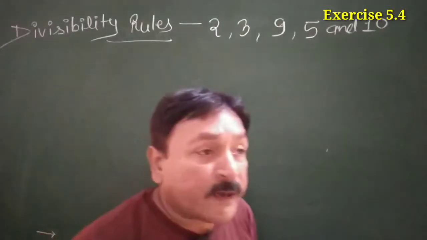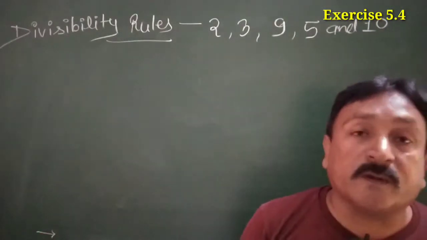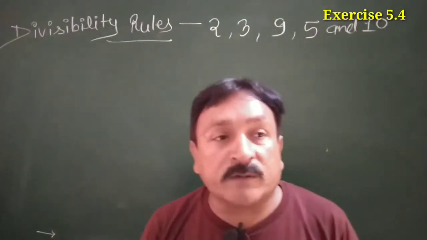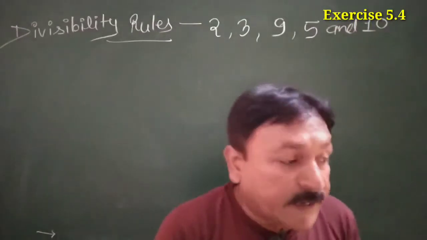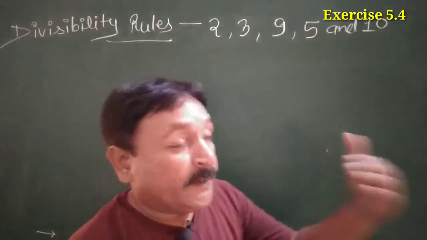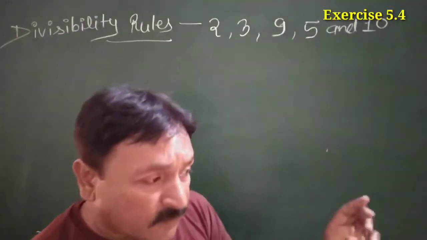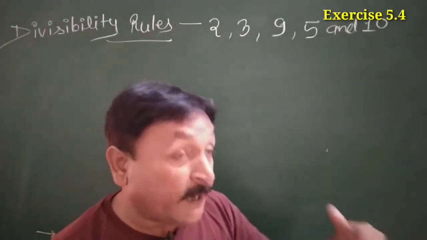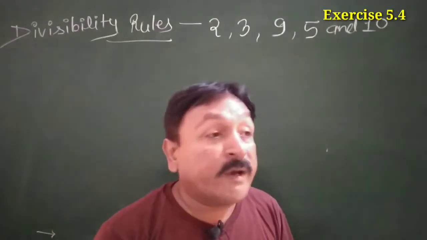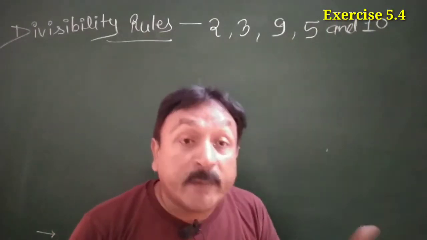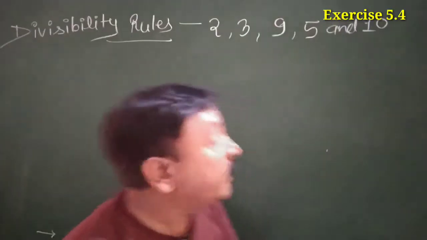What is the use of divisibility rules? The use of divisibility rules is that we can tell whether a given number is divisible by, for example, 2 without dividing it. By just observing a number, we can tell that it is divisible by 2 or not.